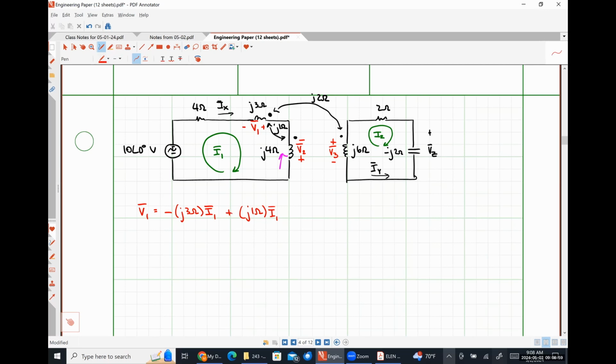Coil 1 is also magnetically coupled to coil 3. So we are going to have a second mutual inductance term here that we need to pay attention to. So I'm going to have that mutual inductance of j2 ohms. A current of I2 is flowing through coil 3, so I'm going to put I2 here. And now we need to figure out what the sign is.